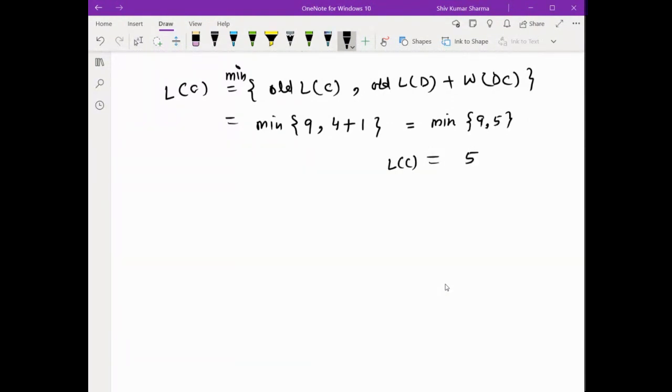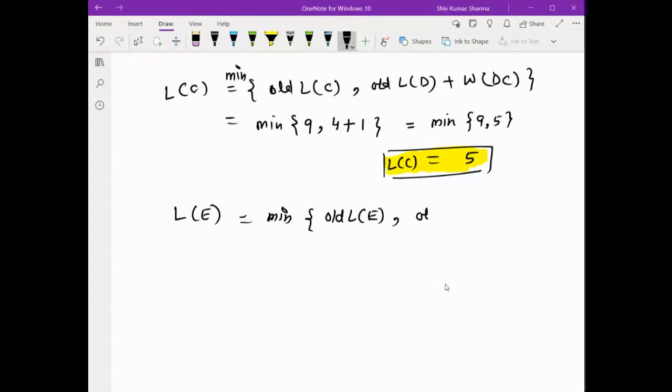So C gets a new level again. The minimum, that means the level of C, is equal to 5. Now we calculate the level of E. Level of E is equal to the minimum of the old level of E, comma, the old level of D, because E and C are incident with D. So here we write D and E plus the weight of DE.